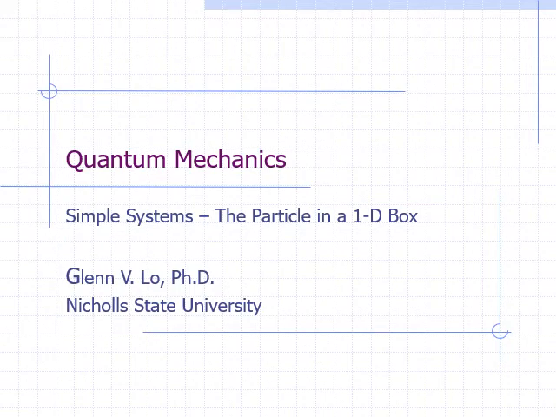In the next set of lessons, we will be looking at the application of quantum mechanics to simple systems. We will start with the simplest system, the particle in a one-dimensional box. We will determine the solutions to the time-independent Schrodinger equation for this system. Then we will see what information we can determine from the wave functions.